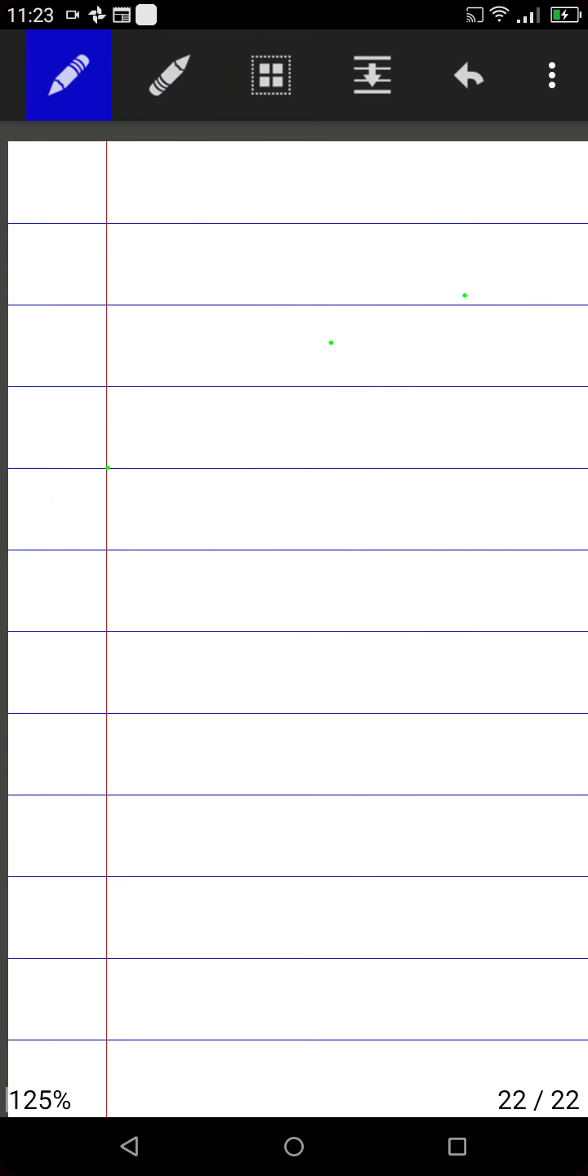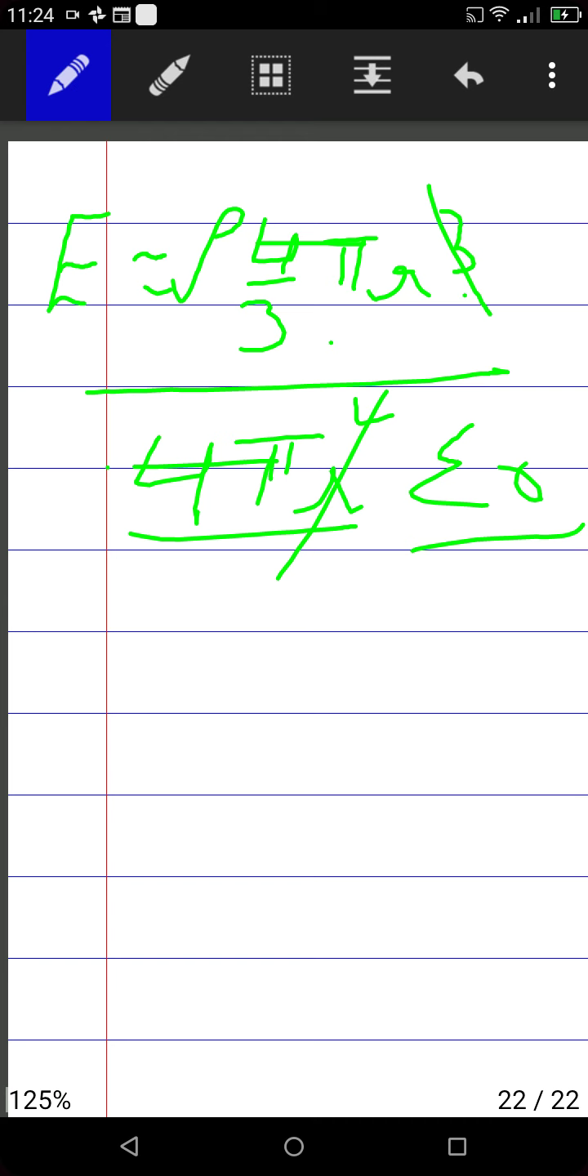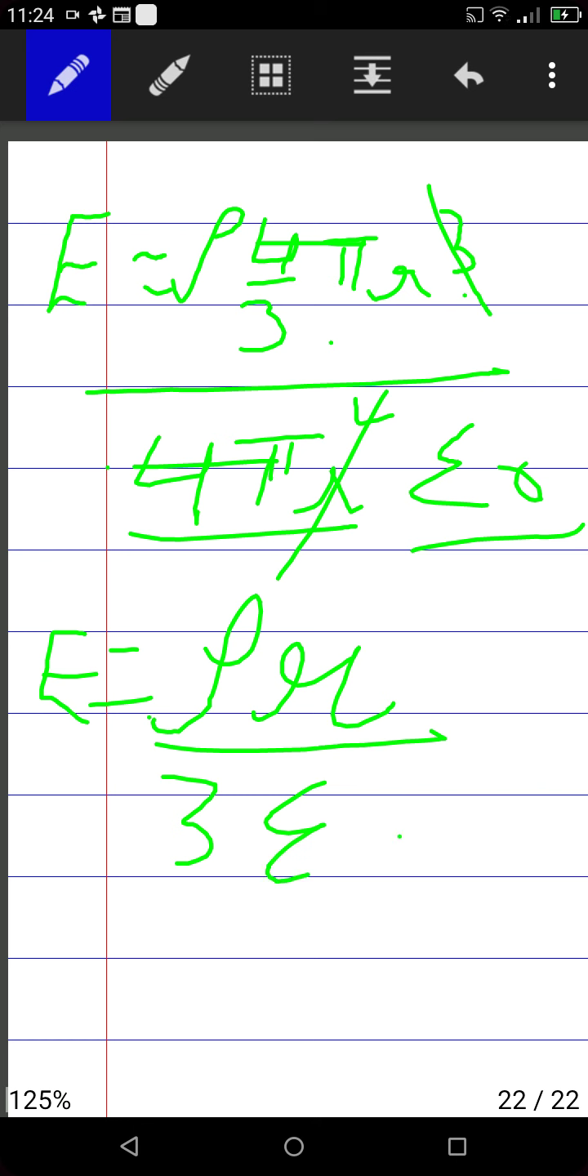I will write small. E is equal to rho into 4 by 3 pi r cube by 4 pi r square epsilon naught. This 4 pi r square is the surface area, and epsilon naught is already there by Gauss law. 4 pi gets cancelled, r square and r also get cancelled. So what we got now is E is equal to the volume charge density rho r by 3 epsilon naught.